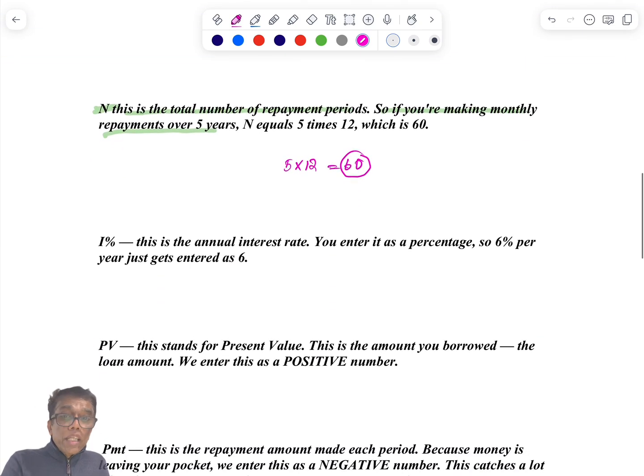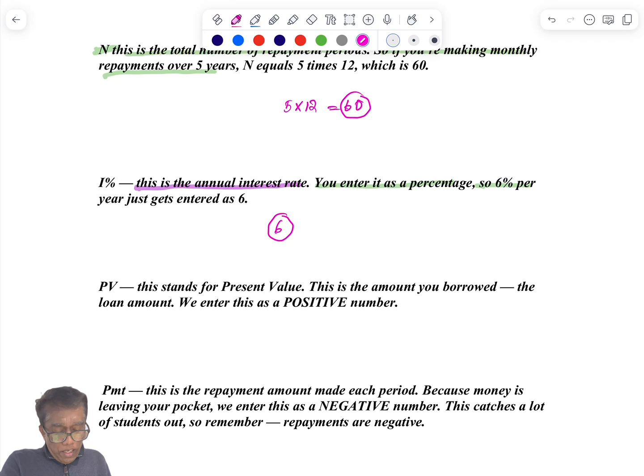The next one is I. This is the annual interest rate. You enter it as a percentage. So, as an example, 6%, we enter it as 6. Then the PV. PV stands for present value. This is the amount you borrowed, the loan amount. We enter this as a positive number because you are getting money from the bank.